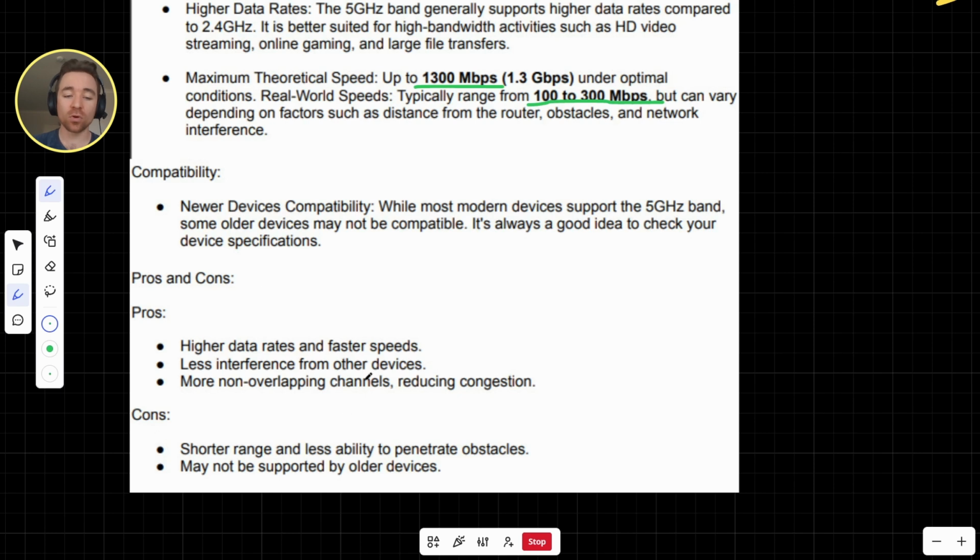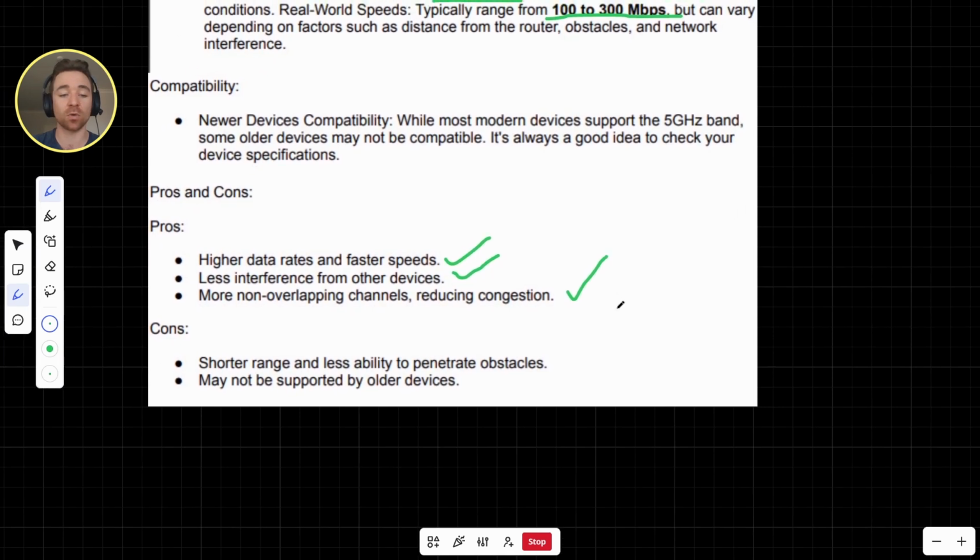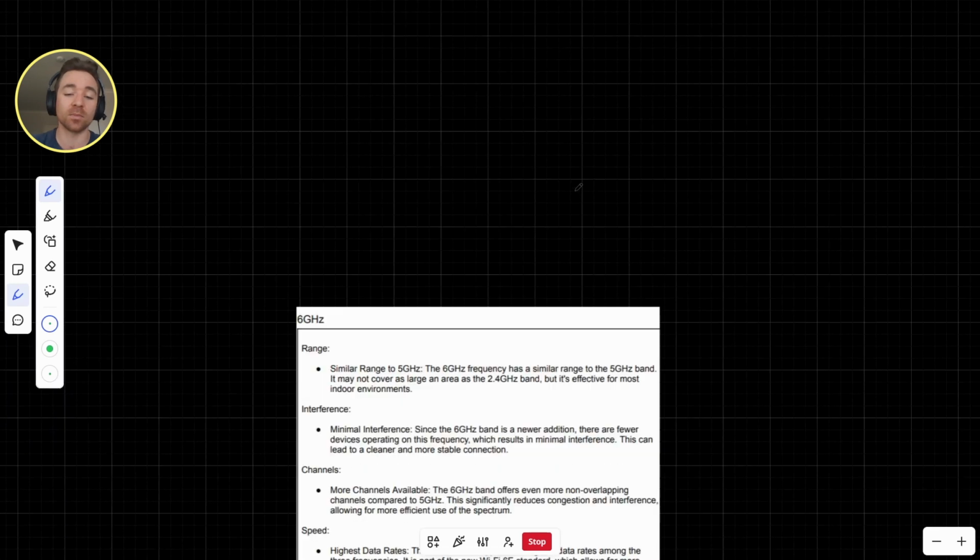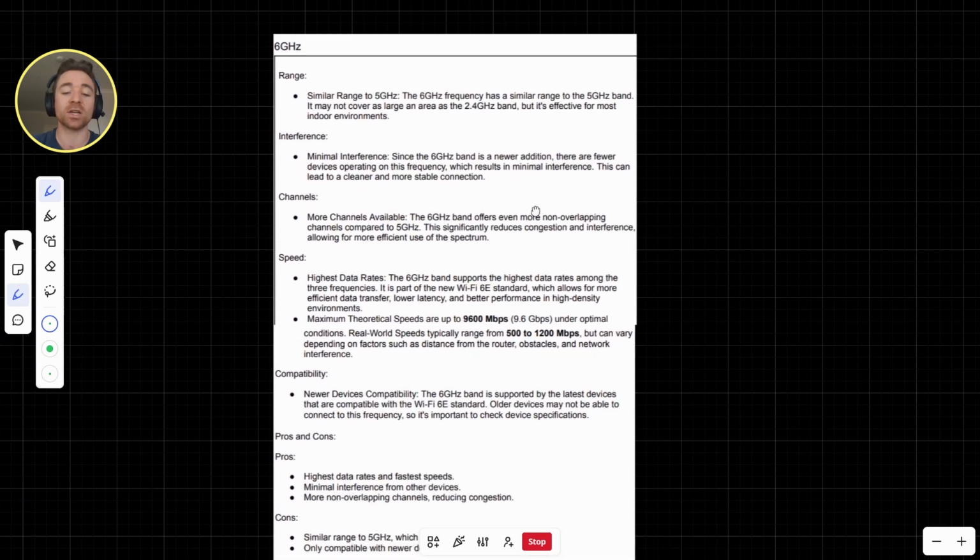So overall, the pros, you've got higher data rates and faster speeds, less interference from other devices like baby monitors and microwaves, and you've got more channels to choose from that are non-overlapping, so you can avoid congestion a bit more effectively. But you do have a shorter range and less ability to penetrate obstacles. And further, some older devices may not be supported. So if you've got really old devices that you need to be in use, consider that when you're making your choice about the frequency.